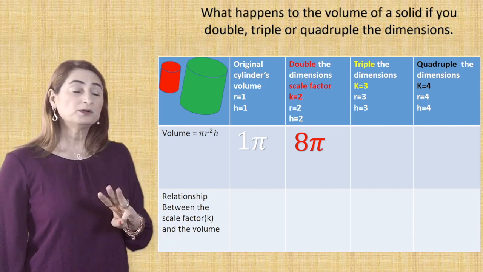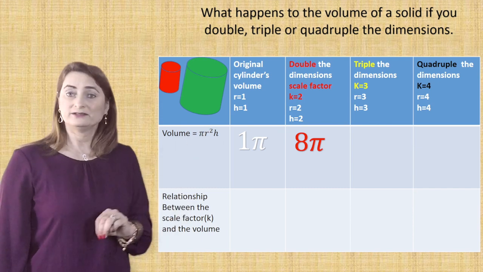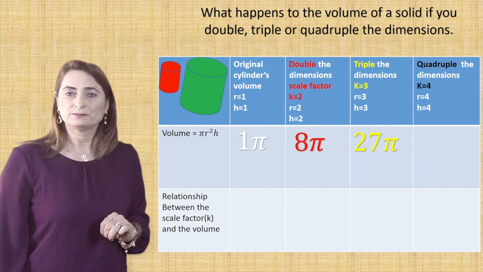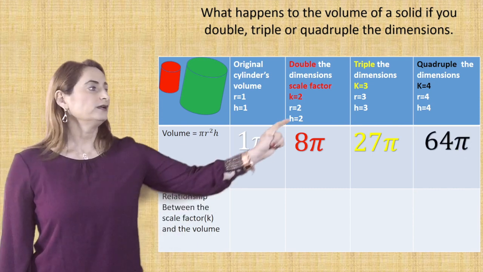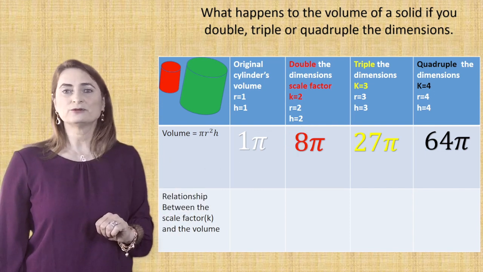If you triple the dimensions, that means the radius is 3 and the height will be 3. So the volume would be 27 pi. If you quadruple the dimensions, then the radius is 4, the height is 4, so the volume is 64 pi.